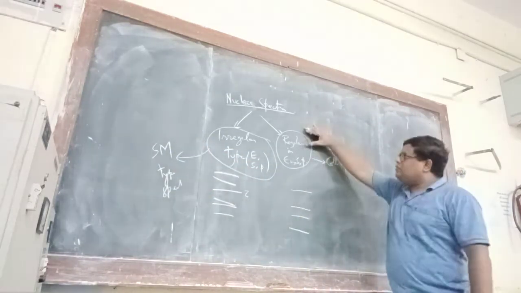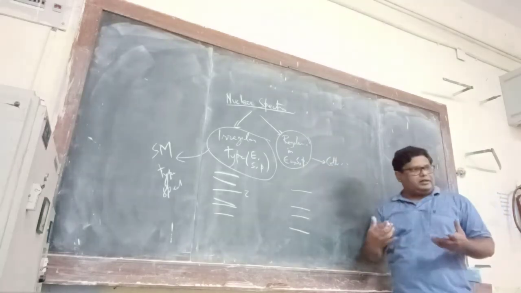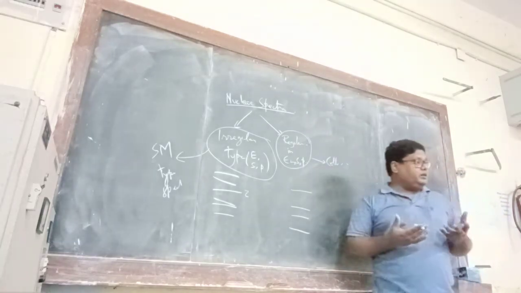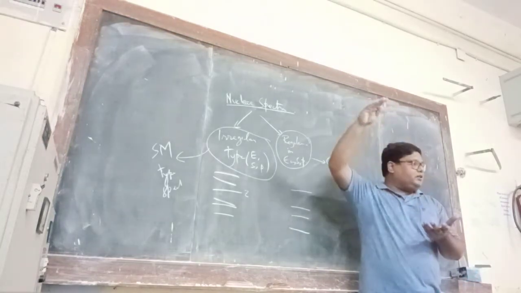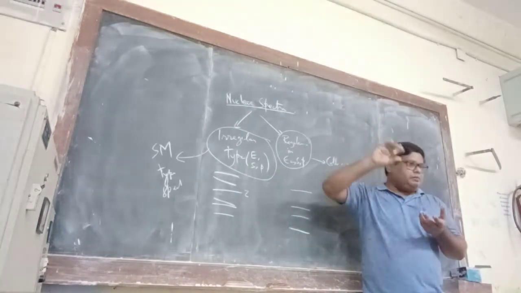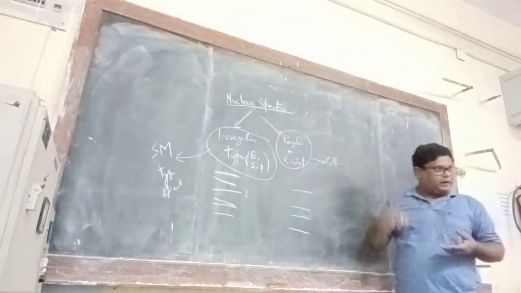Another is your regular type. There you will observe some pattern, say for example rotational, J into J plus 1, or vibrational, equally spaced, along with some anharmonicity. So more or less there is a regularity in the spectrum.